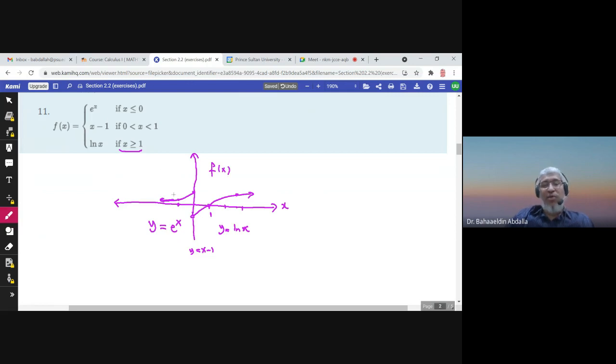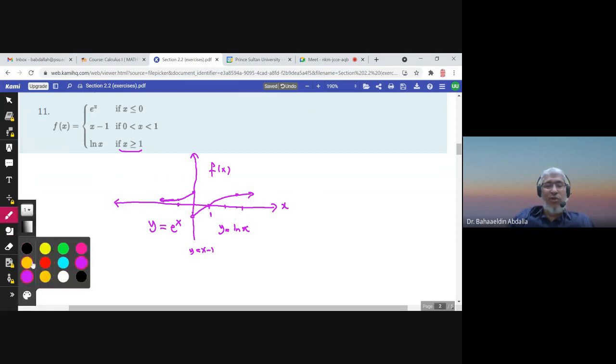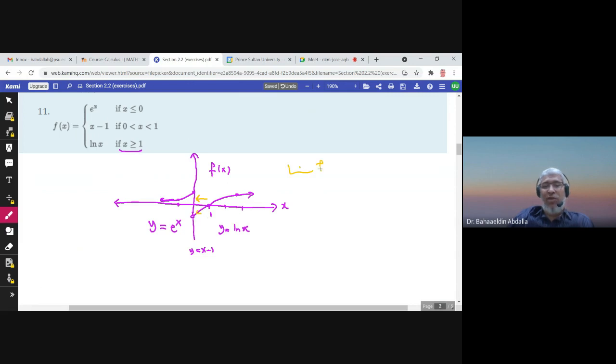The only problem is the limit at 0, because when we approach 0 from the right, the function approaches -1. So the limit of f of x when x approaches 0 from the right is -1, while the limit of the function when x approaches 0 from the left is 1. So the limit of f of x when x approaches 0 does not exist.